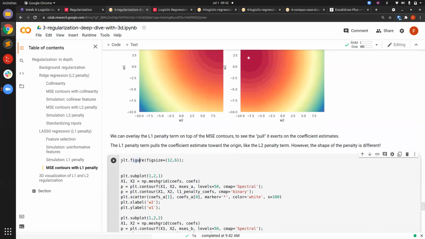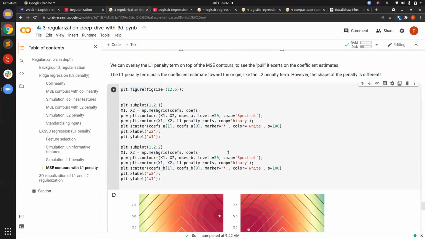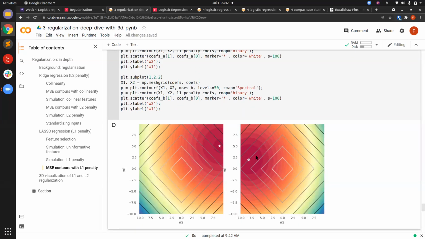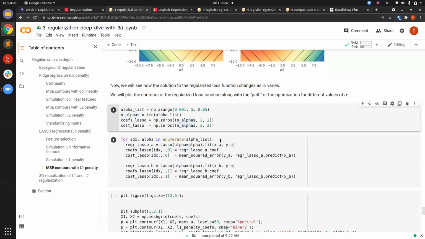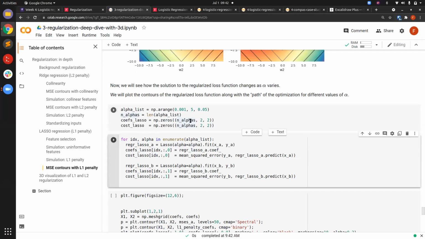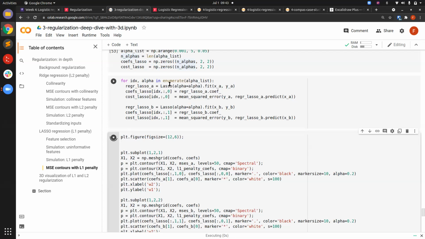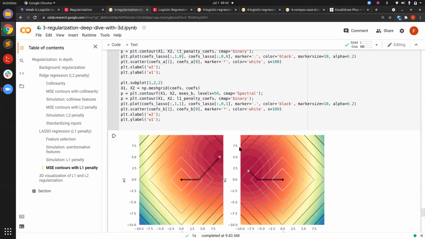Now I'm going to overlay the L1 penalty term on top of these contours, just like we did before. Notice that just like the L2 penalty term, the L1 penalty is centered at the origin. So it pulls the coefficient estimate away from the true value towards the origin. However, notice that the shape is different. Since the shape is different, the path of the optimization becomes different as well. So I'm going to plot the path of the optimization as alpha increases.